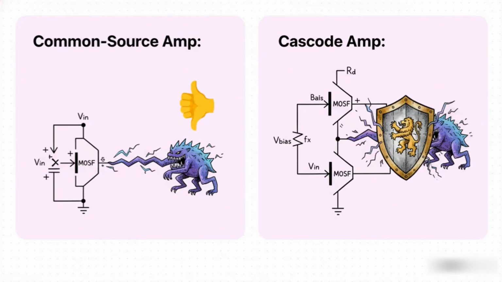Okay, so check this out. On the left, you've got your basic common source amplifier. And yeah, it gets totally hammered by the Miller effect, giving it a really limited bandwidth. But then, on the right, you've got this genius little setup called the cascode amplifier. It basically stacks a second transistor on top, which acts like a shield, breaking that connection that causes the Miller effect. And the result? A dramatic, just huge boost in bandwidth.